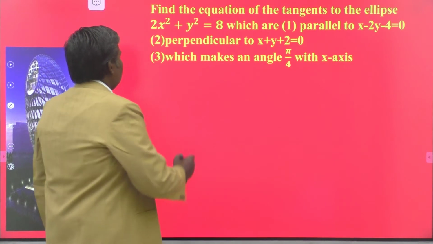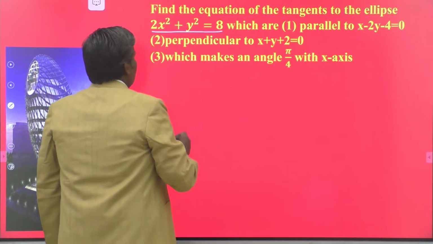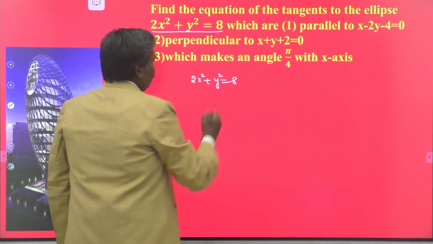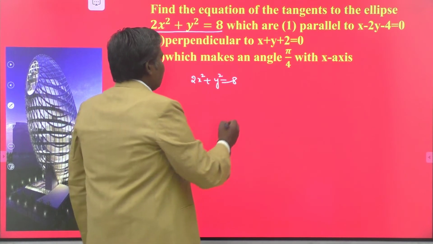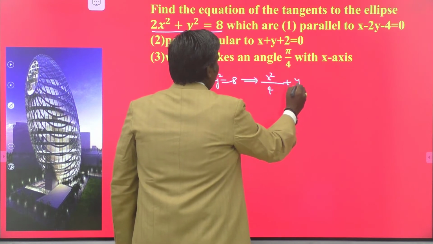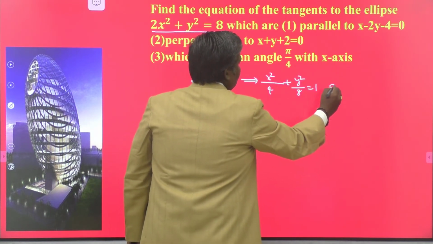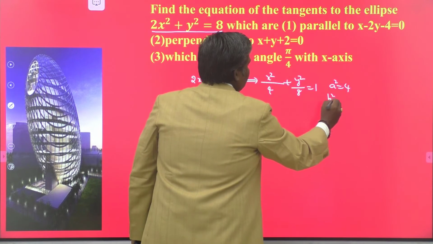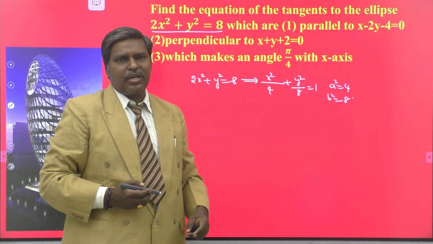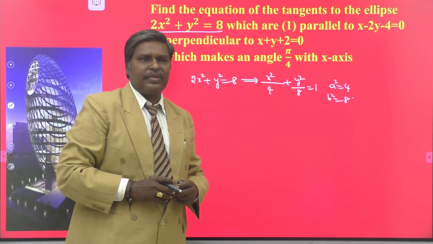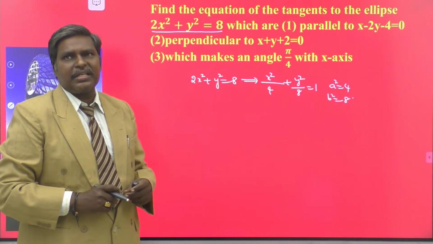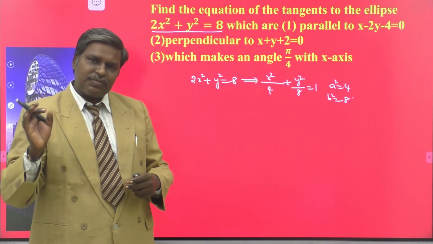Understand? So, first of all, we consider the equation of ellipse, 2x² + y² = 8. Can you write it in the standard form? Yes, x²/4 + y²/8 = 1. So we have a² = 4 and b² = 8. Can you write the general equation of tangent to this one? We can easily write it in slope form: y = mx ± √(a²m² + b²).